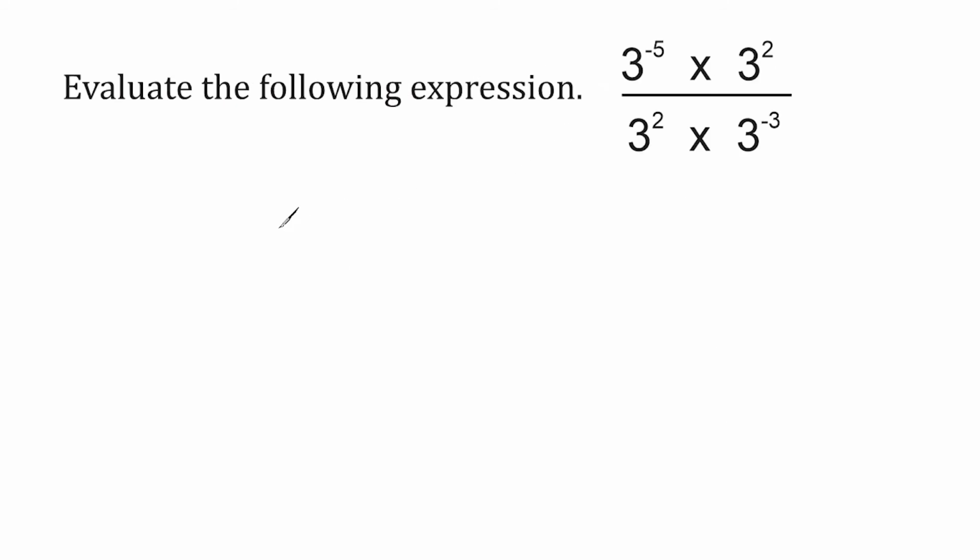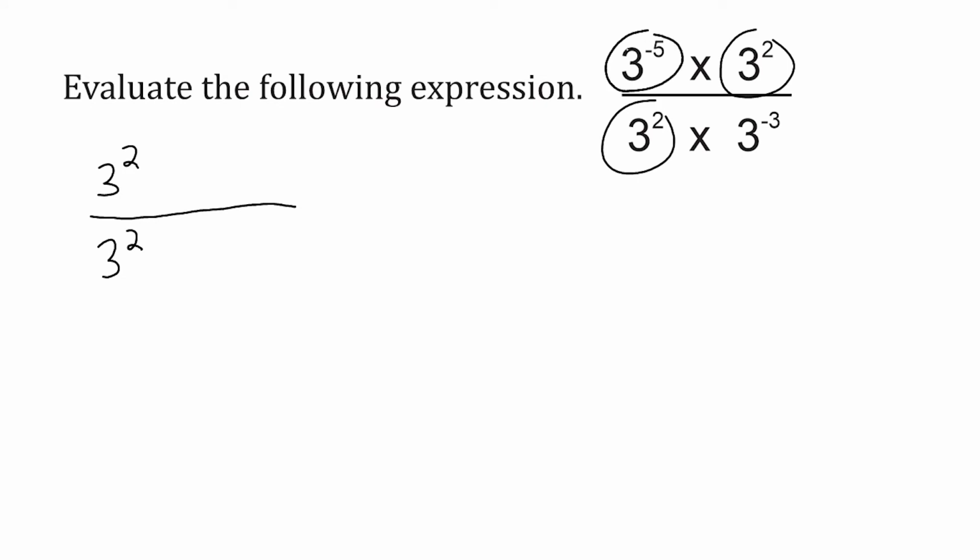With this example, here is what I am going to do. I'm going to take anything that is positive and leave it where it is. So notice at the top we have a 3 to the second power, and on the bottom as well. And then anything that is negative, I am going to rewrite it on the opposite side of the fraction bar as a positive exponent. So 3 to the negative fifth is going to be rewritten as 3 to the positive fifth power. And then we have 3 to the negative third power, which we're going to rewrite on the numerator side of our fraction bar as 3 to the positive third.